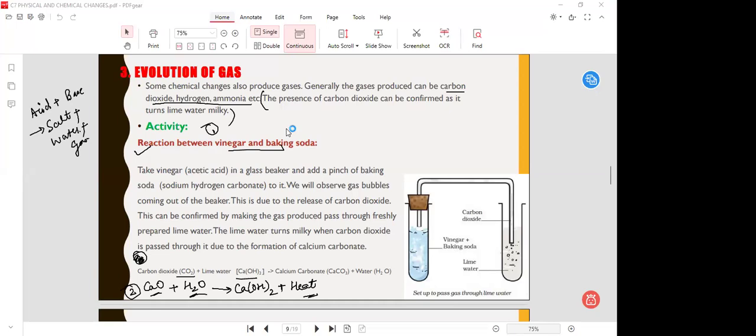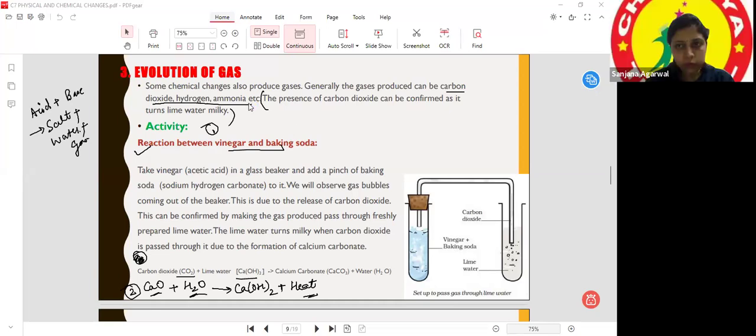Ma'am, what is ammonia? Ammonia, NH4, is also a type of gas.